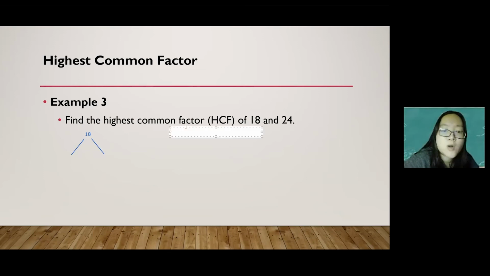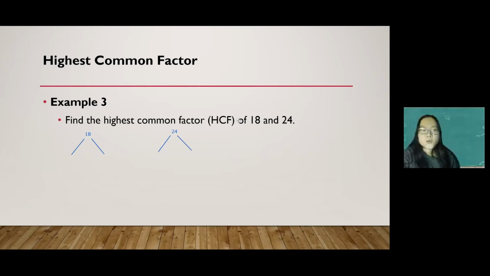And then 24. Actually, I want some volunteers to do this. I don't know if you've used Zoom before, but there's a feature called Annotate where you can write on the screen. I often have students doing questions using that feature. So I want to see two people, one person do 18, one person do 24.